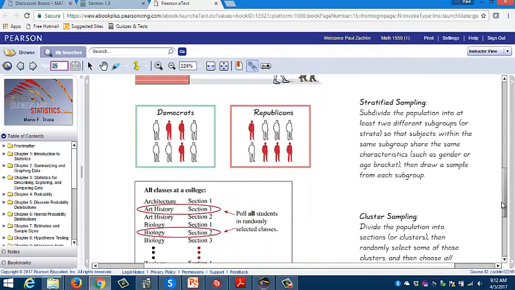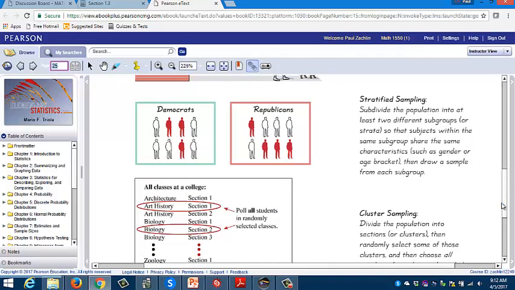Here we go. Stratified sampling. Strata, I always think of clouds because I remember the stratosphere, right? Layers. It says subdivide the population into at least 2 different subgroups or strata, so that the subjects, such as gender. Hey, we could do that, right? All the males raise your hand. And I could survey a sample of males. So I'll take 2 of the males. All the females raise your hand. And I'll take 2 of the females.